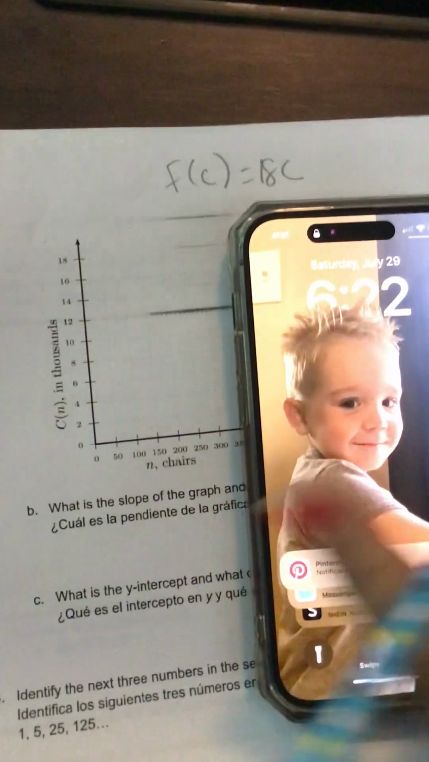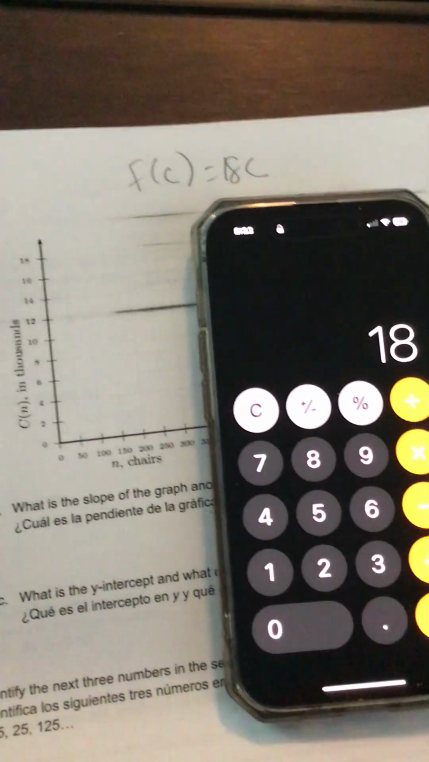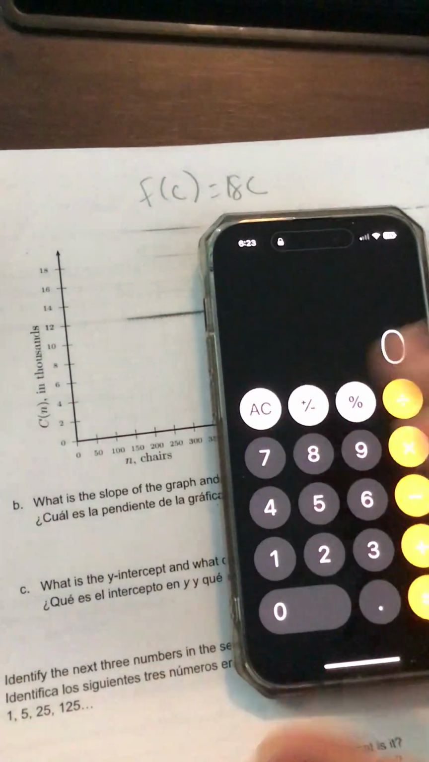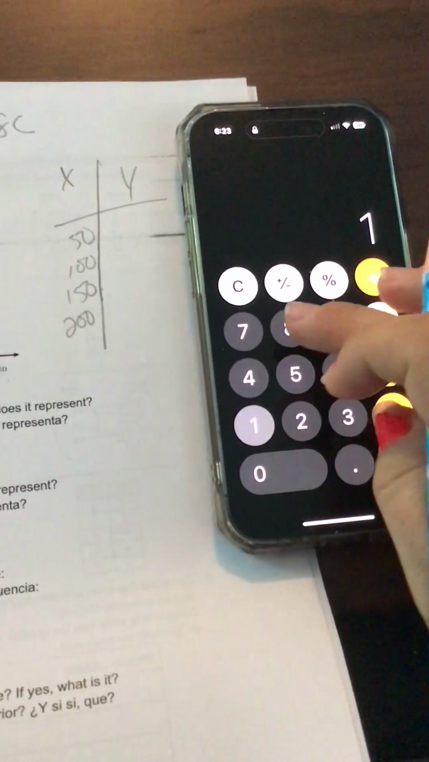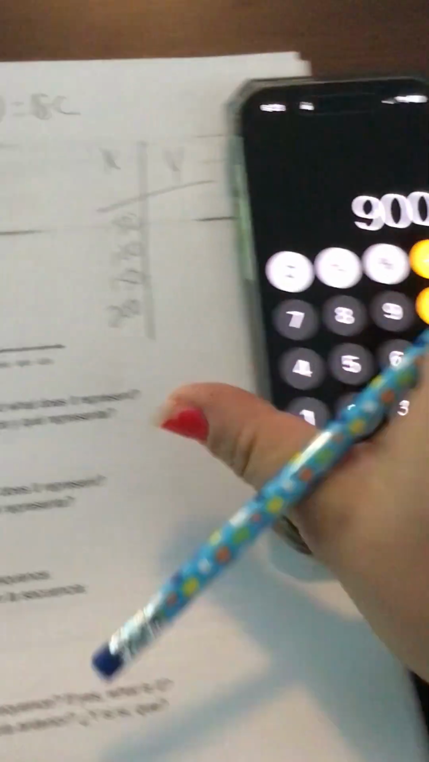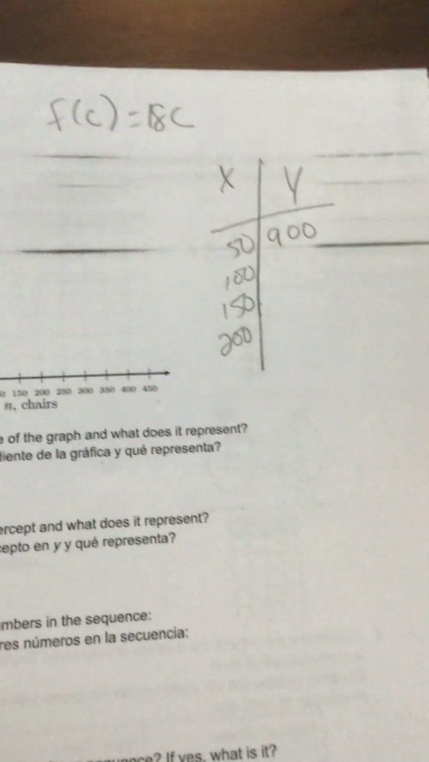So I'm going to pull out my handy dandy calculator again. Okay, so the first value I'm doing is 50. So I'm going to do 50 times 18. That gives me a value of 900. So I'm going to write 900 on my chart.